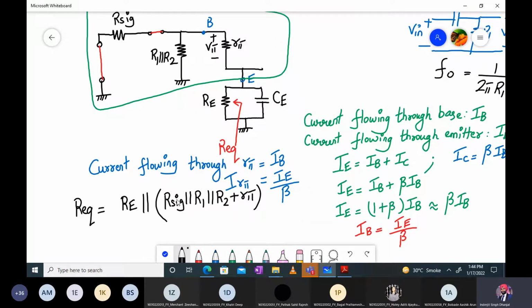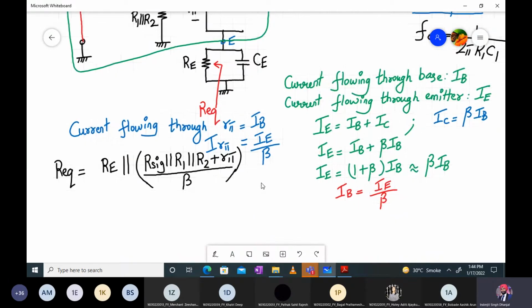Anyone? See, this entire resistance is on the base side, right? So the current flowing through them is the base current. If I want to convert into emitter current, how will I write? Should I divide it by something or should I multiply it by something? All of this will be divided by what? Anyone? Beta. All of this will be divided by the beta term.